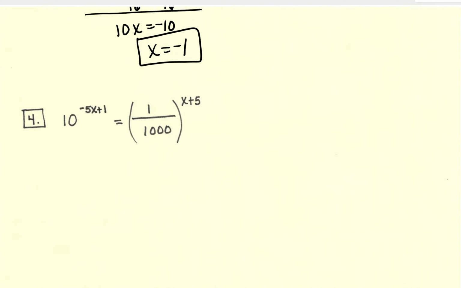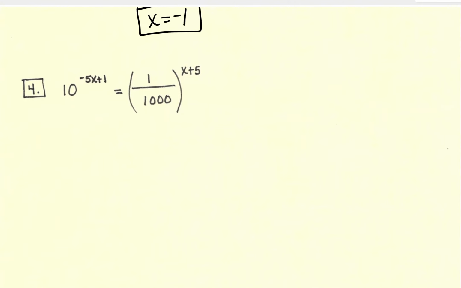Okay, your next example. Looking at this one, you can see that 10 can't be anything but 10. So that's going to stay 10 to the negative 5x plus 1. But then here we go again. That is in the denominator. So my base is 10. So I'm thinking of what numbers.